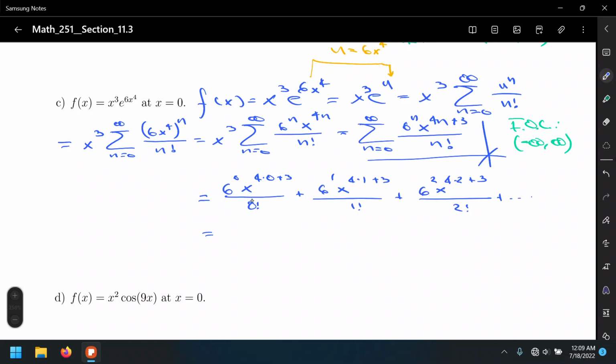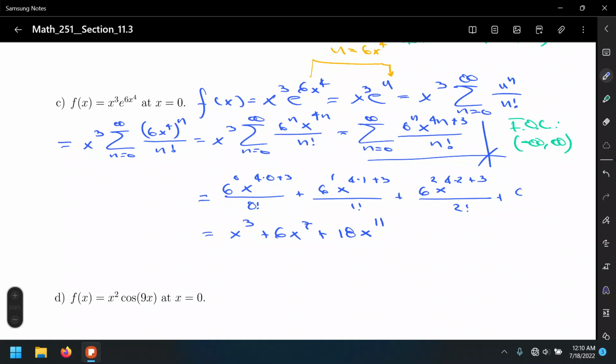Okay, so that's 6 to the 0 is 1, 0 factorial is 1, x to the 4 times 0 plus 3, it's going to be x cubed, and plus 6 times, or rather x to the 4 times 1 plus 3, 7, plus 6 squared, which is 36 over 2, that's 18, x to the 4 times 2, which is 8, plus 3, 11th power. Okay, let me do one more.